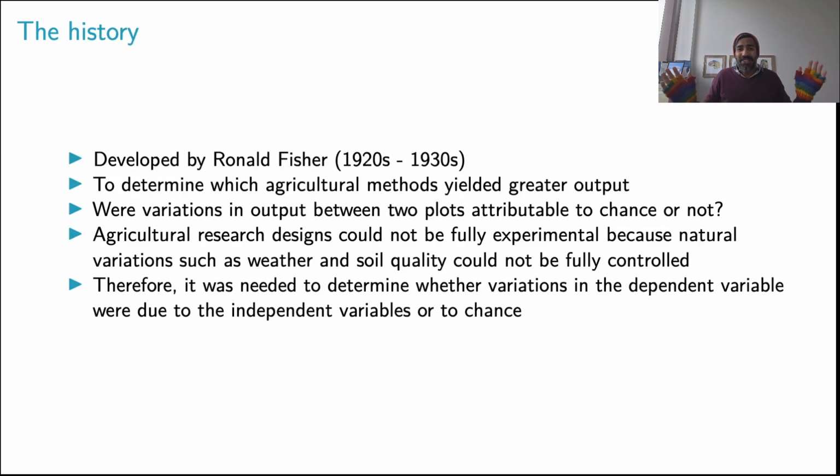So what's the history of all of this? Well, it was developed by Ronald Fisher, and it was to determine which agricultural methods yielded greater output. Were variations in output between two plots attributable to chance or not? And this is really the fundamentals of when we talk about statistics. Like in the flipping coin and heads example, we're always asking the question, is this attributable to chance or is this not attributable to chance? And that's really the underpinning of it.